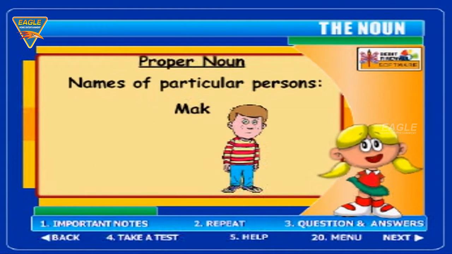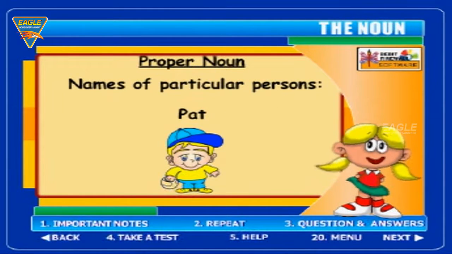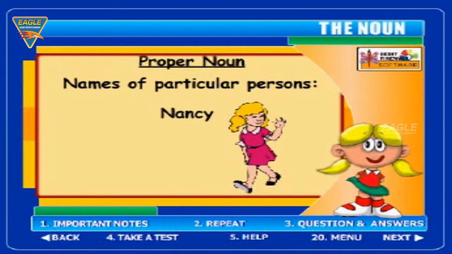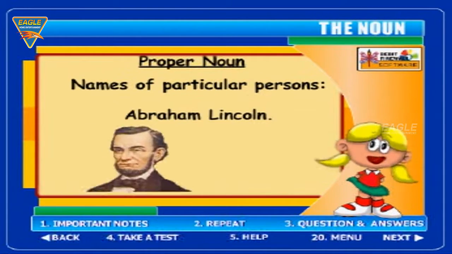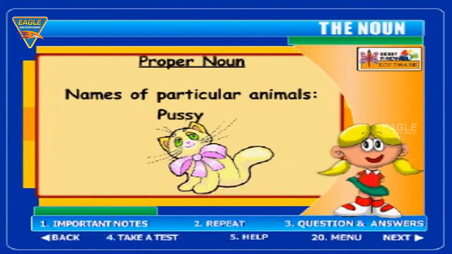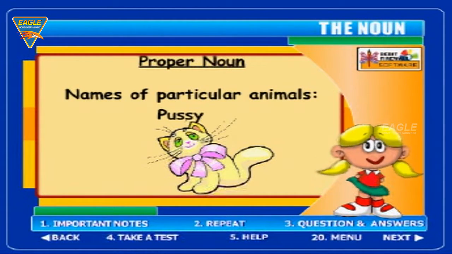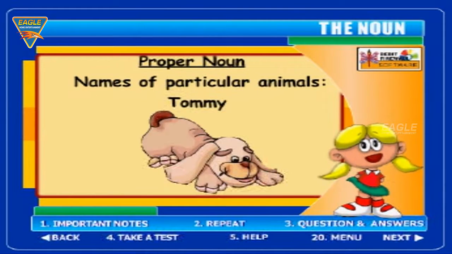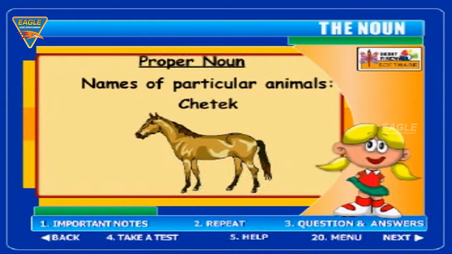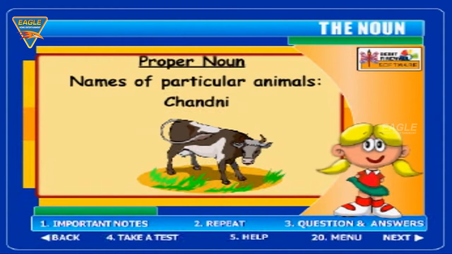Names of particular persons: Mac, Pat, Nancy, Abraham Lincoln. Names of particular animals: Pussycat, Tommy Dog, Chetak Horse, Chandani Cow.